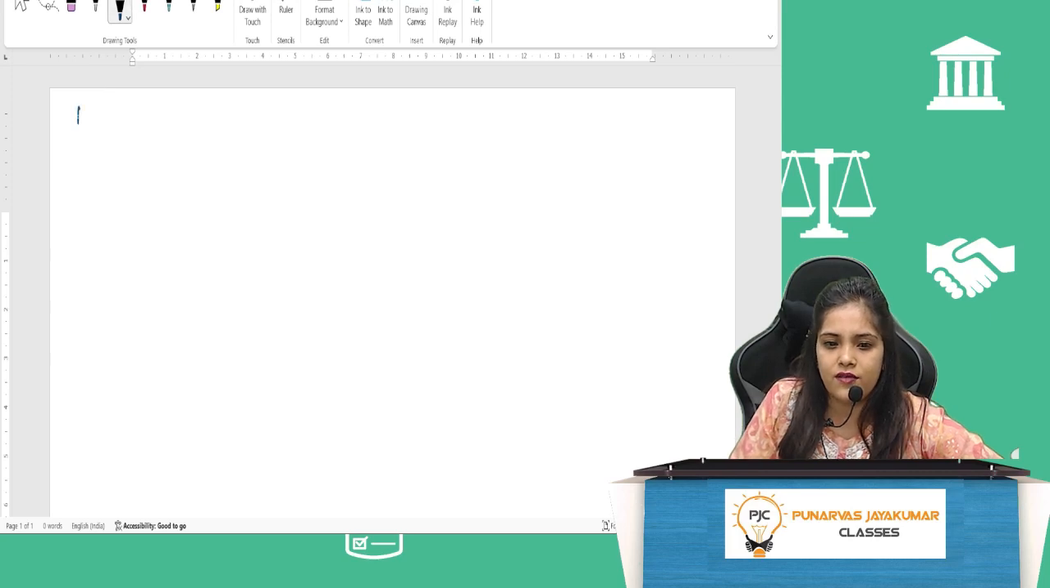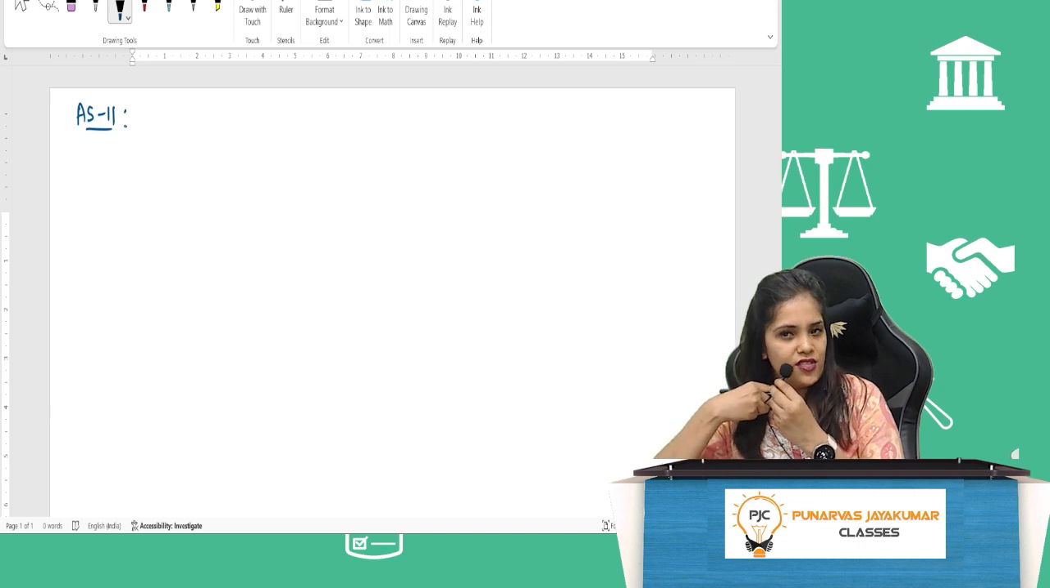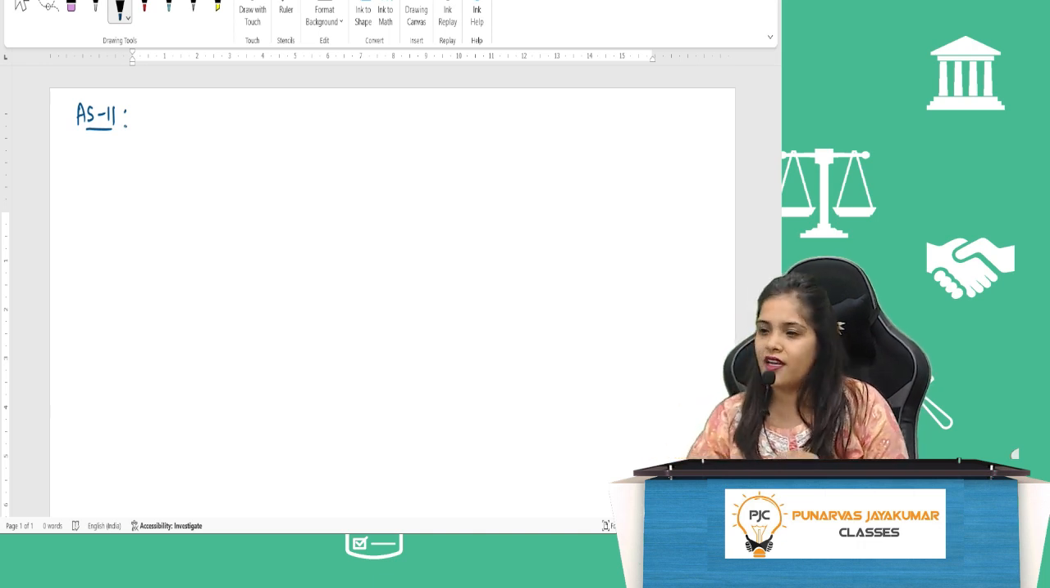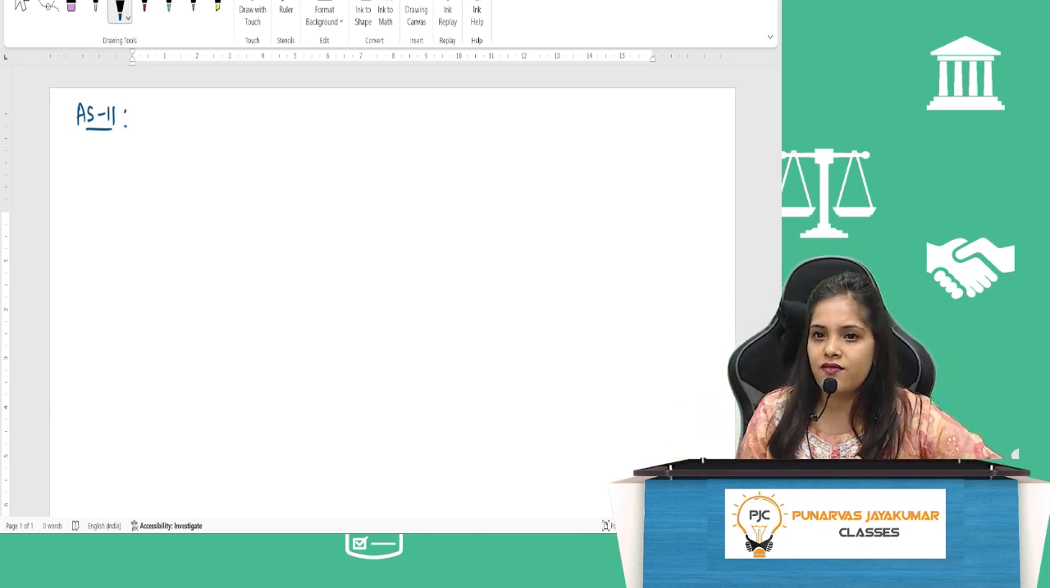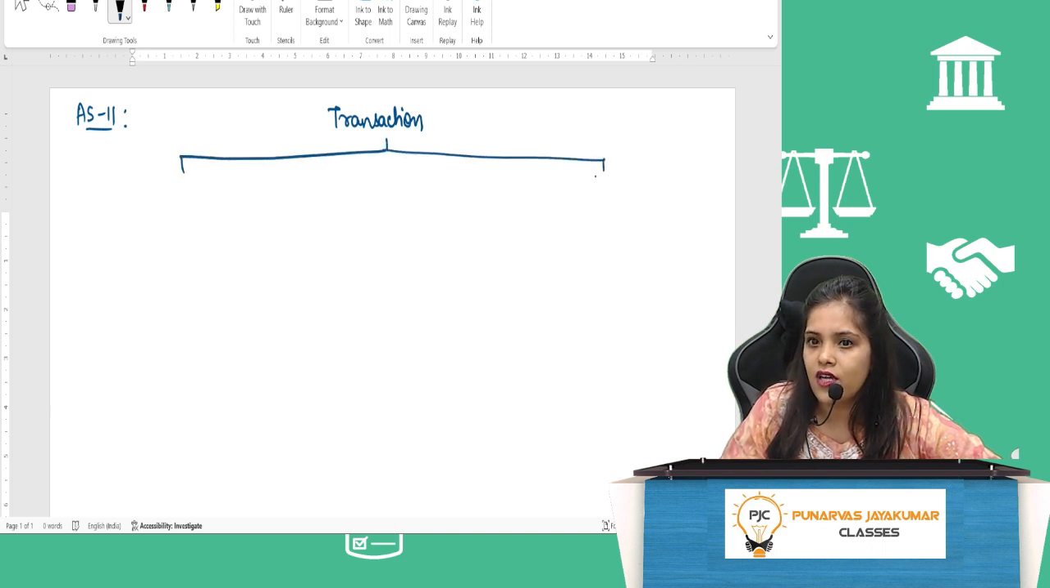Accounting Standard 11, tell me. What does Accounting Standard 11 talk about? Effects of change in foreign exchange rates, correct? Now, AS 11 was very easy. Whenever you have a transaction, you have to first ask, for this transaction, do you have a forward contract booked or you do not have a forward contract?